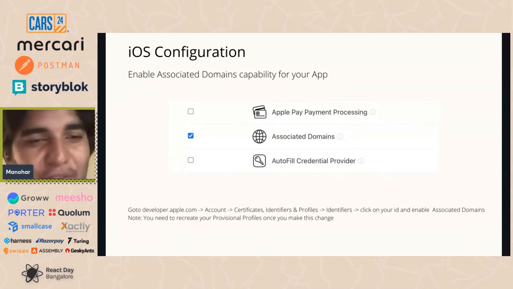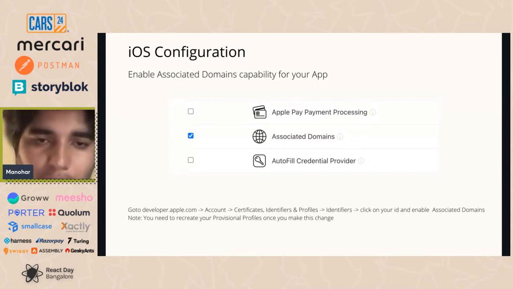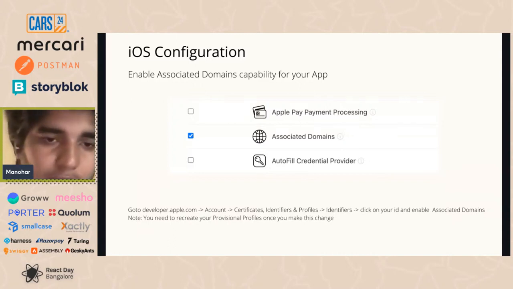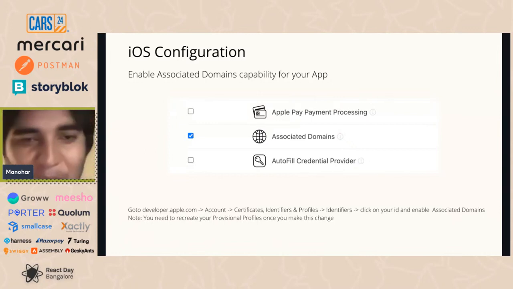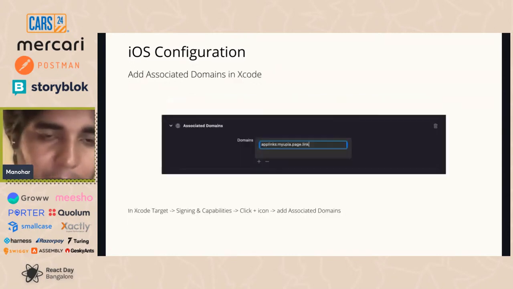You have to go to developers.apple.com, choose your account and go to the ID that you are configuring, and give it the associated domains capability. You can do that here. Once you add any capabilities, you have to recreate your provisioning profiles. If you already have Fastlane match configured, you can run the command and create all provisioning profiles again. If not, it's a laborious process, you have to create them all again manually.